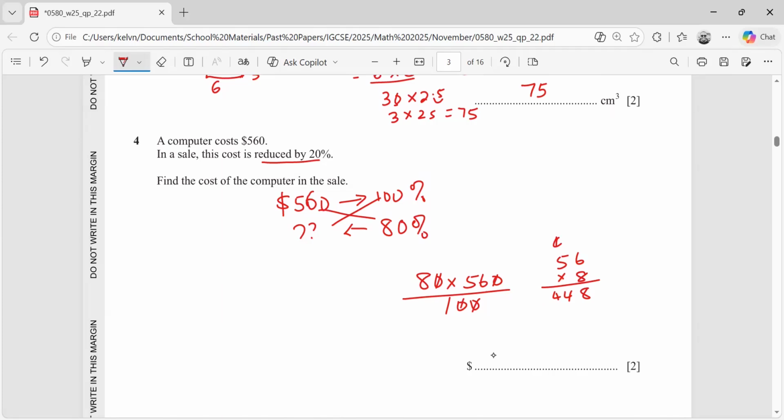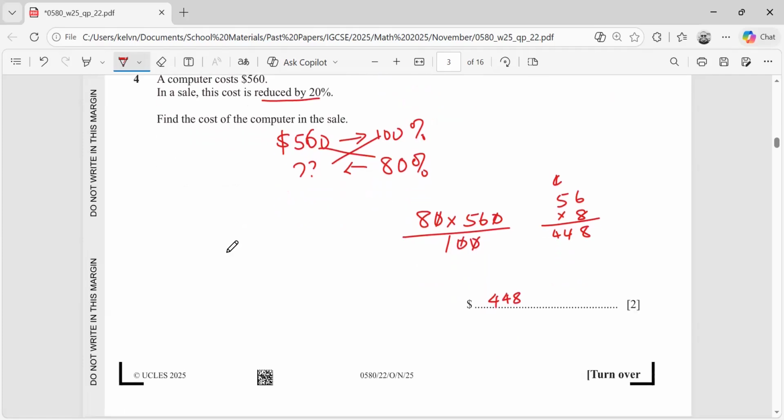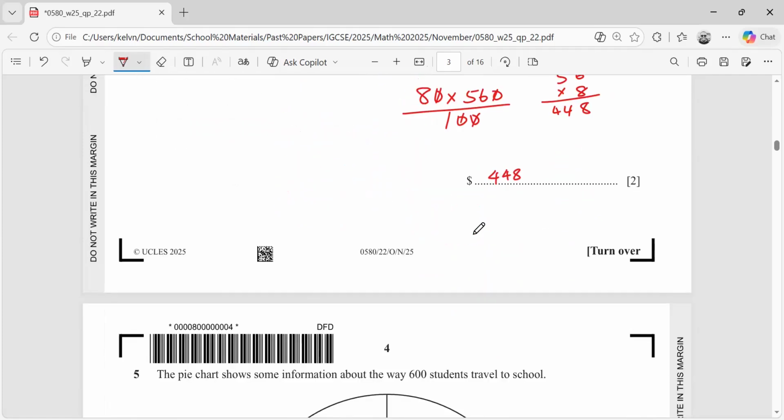So you can say the new price is $448, which is really nice. It's a great reduction. You save more than $100, which is a very good bargain. I would buy this one.